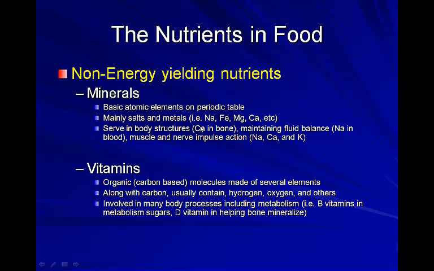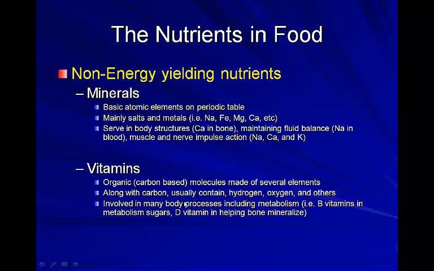They cannot be broken down into any simpler form without causing a nuclear reaction. Whereas vitamins are carbon-based compounds. They tend to contain hydrogen, oxygen, and other elements along with carbon. But the one unifying factor here is that all of the vitamins are carbon-containing compounds. And make sure that you distinguish that. We call them organic molecules. So when we say organic molecules, we mean carbon-based molecules.